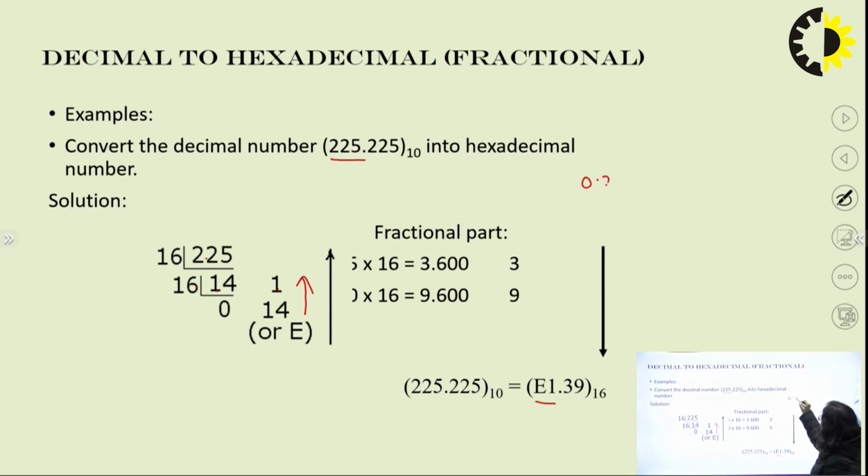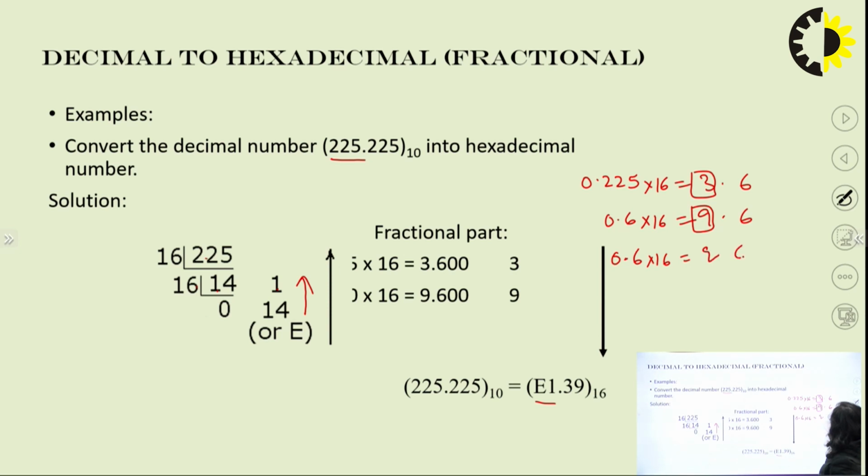Now for our second part, 0.225 multiplied by 16, which comes out to be 3.6. Retain the fraction. Then 0.6 multiplied by 16 comes out to be 9.6, retain the fraction. And again we see that 0.6 continues, so we stop and write it as 3, 9. As 9 is repeated, we can also insert a bar over 9.